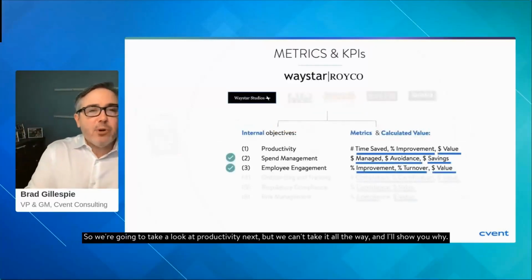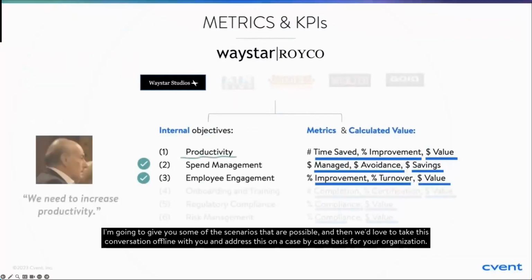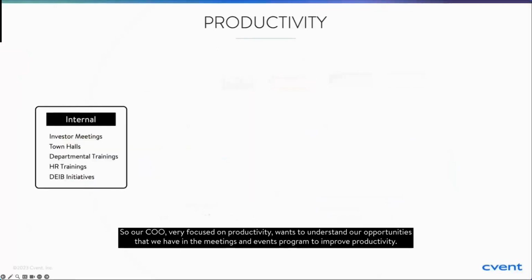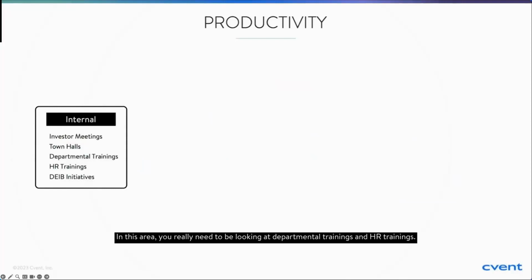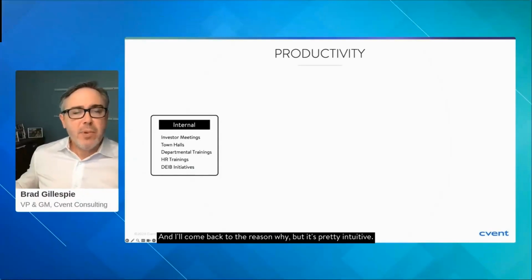So we're going to take a look at productivity next, but we can't take it all the way, and I'll show you why. I'm going to give you some of the scenarios that are possible, and then we'd love to take this conversation offline with you and address this on a case-by-case basis for your organization. So our COO, very focused on productivity, wants to understand our opportunities that we have in the meetings and events program to improve productivity. In this area, you really need to be looking at departmental trainings and HR trainings. And I'll come back to the reason why, but it's pretty intuitive.